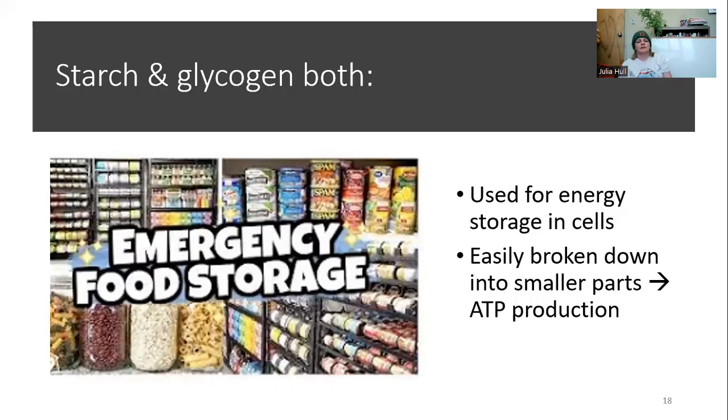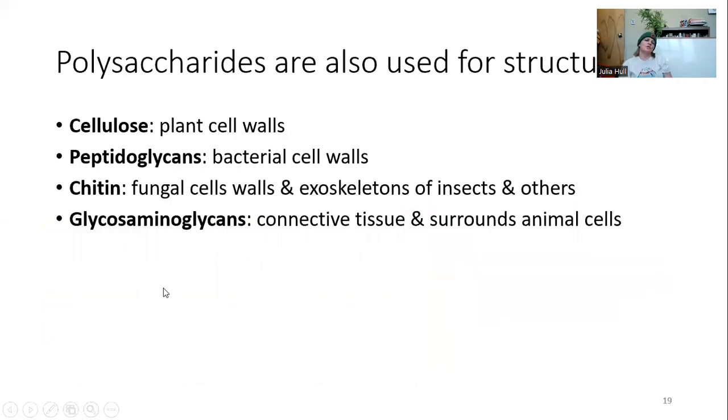Starch and glycogen, like I mentioned before, are used for storing energy. It's an easy way to store a bunch of these glucose molecules. They're easy to break down, and then we can release energy from that glycosidic bond and use that energy for whatever we need to use it for. And then we can also break down those glucose molecules in order to produce the money, the ATP. So that's one of the jobs of polysaccharides: storage.